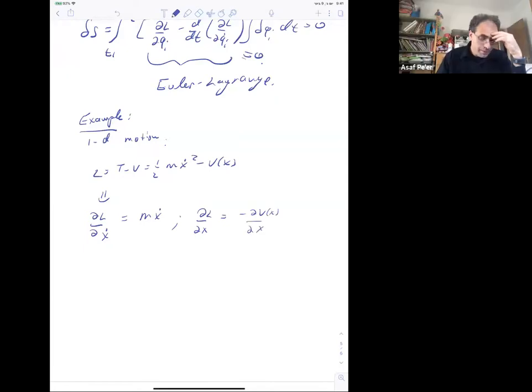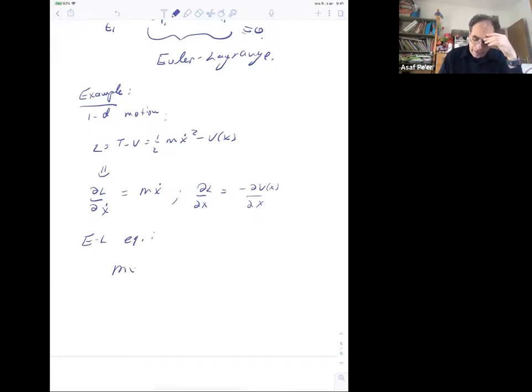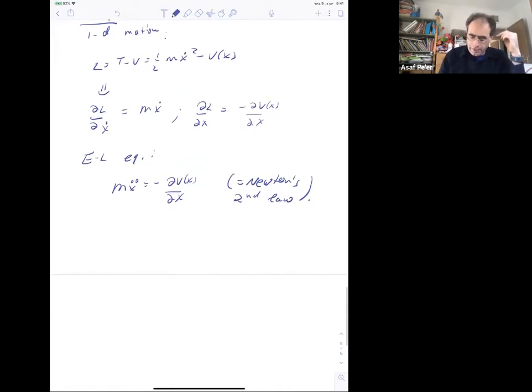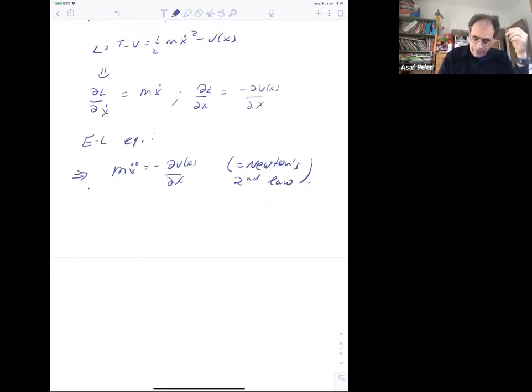Right. So the Euler-Lagrange equation is just m x double dot equals minus dV over dx, which is exactly Newton's law. I didn't tell you anything which you did not know already. All right, let's take another Lagrangian.